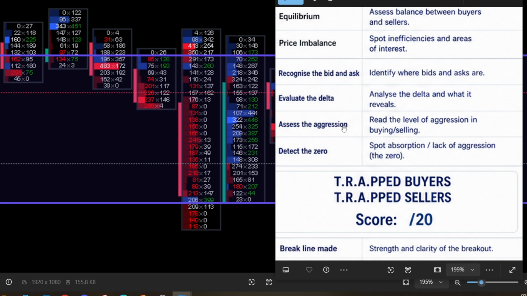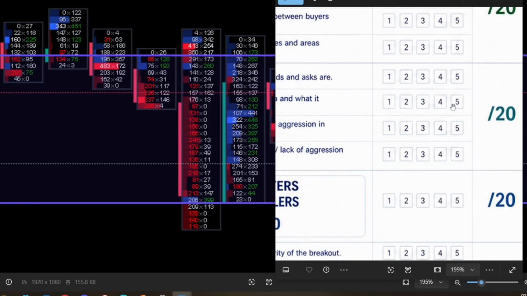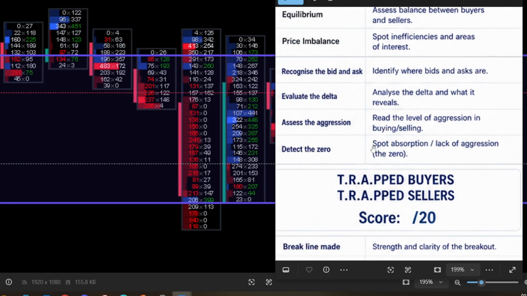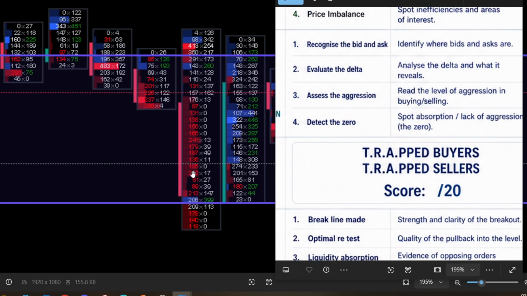And again, in the live markets, I recommend you also do it. So E and A come together. So I'm going to very swiftly move on to A. You've evaluated the delta, so that's correct. That's 5. Assess the aggression. Now let's go back to our example here. 185 is 0. For that row, who is being more aggressive?